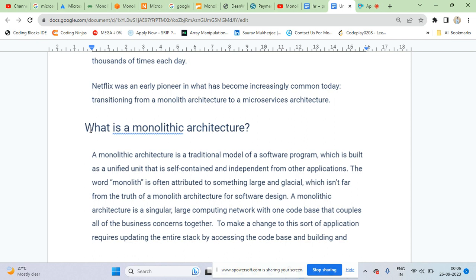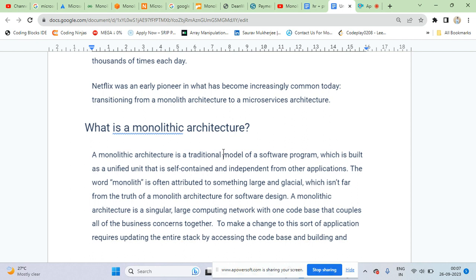So first, what is monolith? Monolith is, as I mentioned, and I need to emphasize it more, the traditional model of a software program, which is built as a unified unit. It's self-contained and independent from other applications. Monolith is often described as something very large and glacial. Well, it's not far from the actual reality, but it's not the complete truth as well.